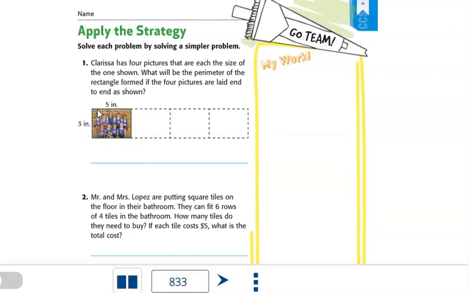So that should give you the lengths of all 4 sides of this larger rectangle. Write a complete sentence answer on your line here, and you can write them there to help you remember them. You don't necessarily need to show any work in here.